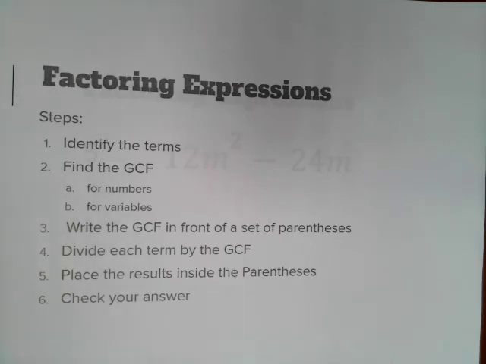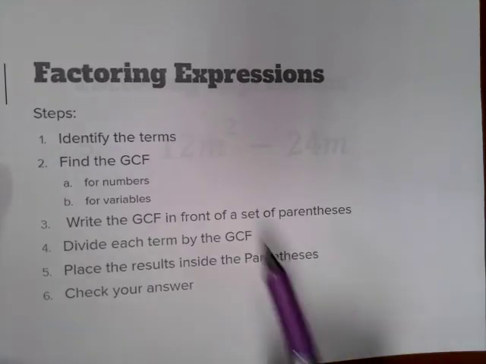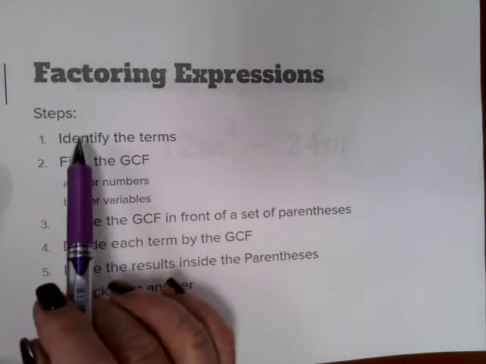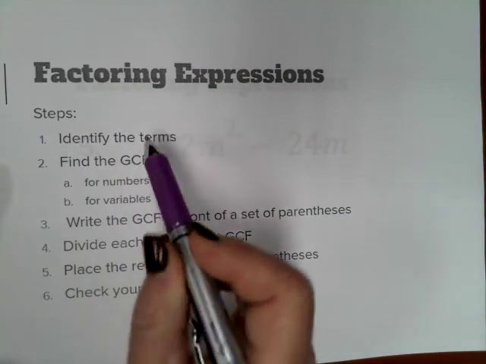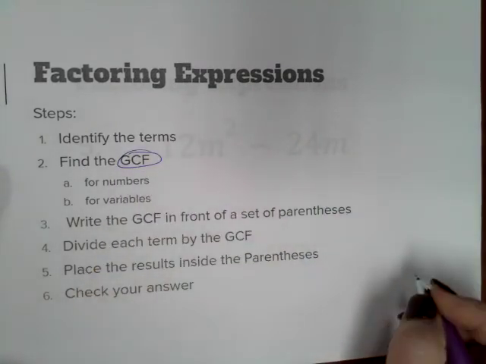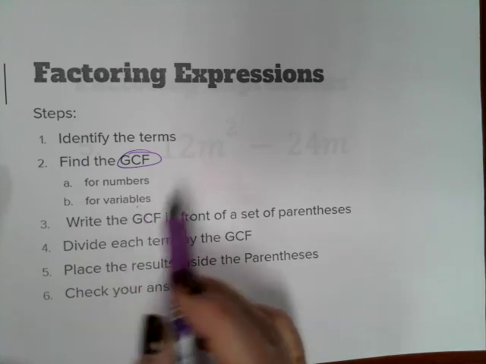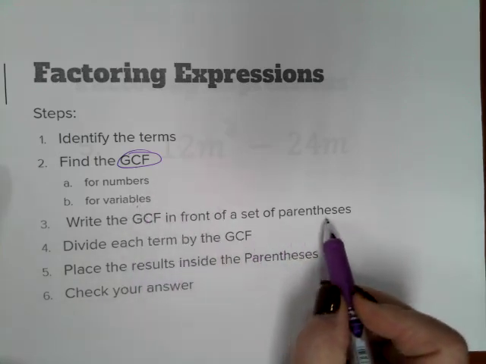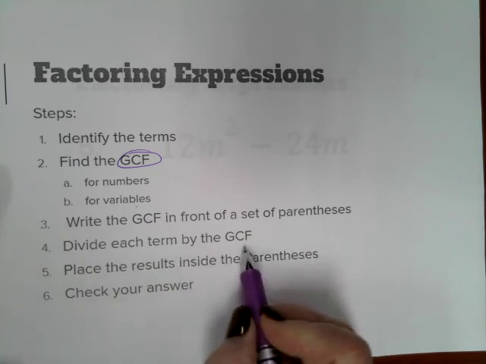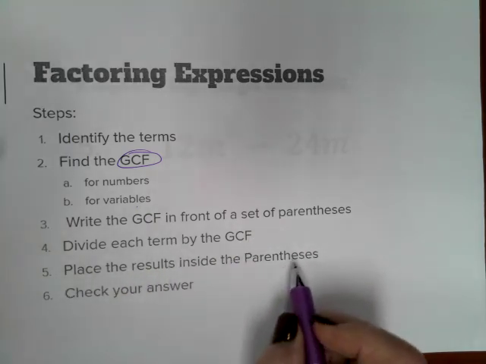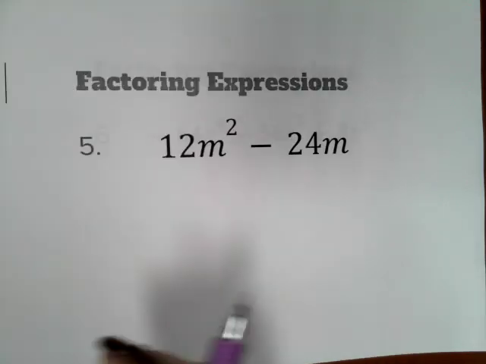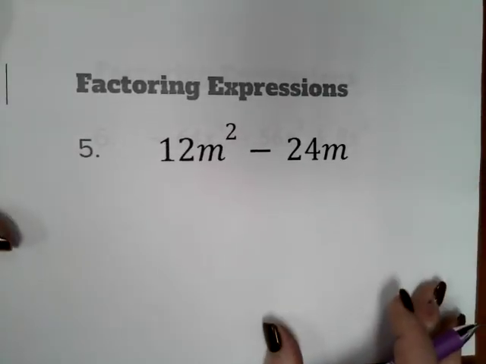Okay. All right, now we've got some rules for factoring expressions on your notes right here. We're going to identify the terms. We're going to find the GCF. That's why we practice GCF for numbers and variables, right? Put the GCF in front of a set of parentheses. Divide each term by the GCF and place the results inside the parentheses. Check your answer, okay? All right, so here's our problem.